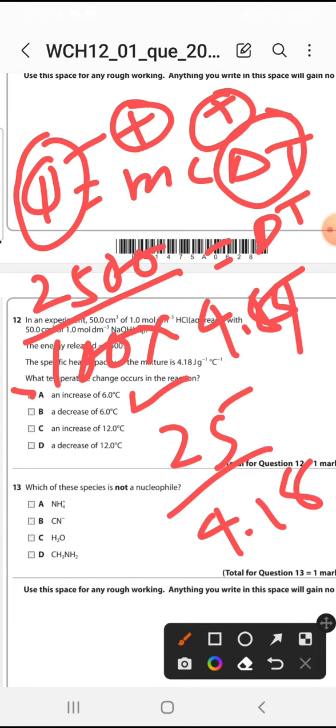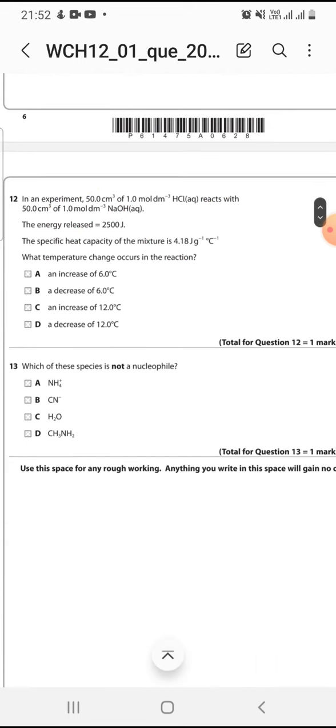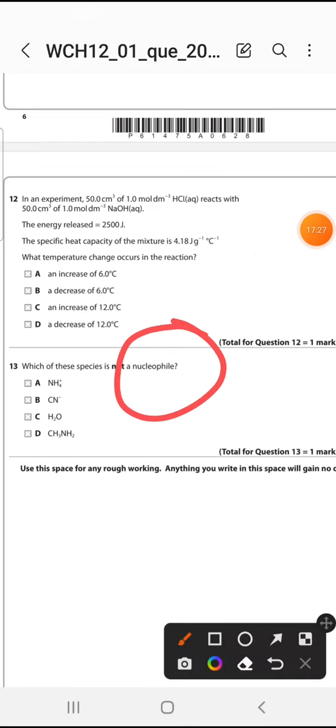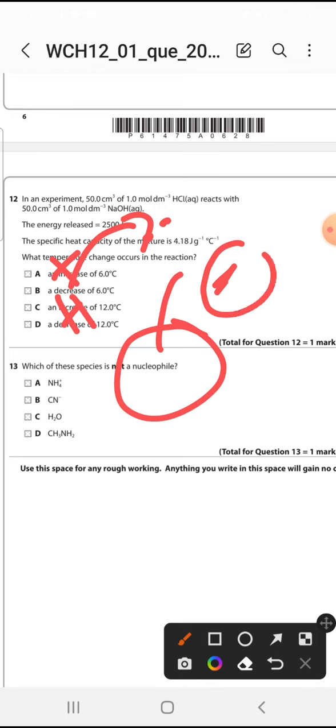So easy, right? We'll go to the next one, question number 13. Which of these species is not a nucleophile? The definition of a nucleophile is a species with a lone pair which can accept H plus ions. So a nucleophile can be negatively charged as well as neutral, but it carries a lone pair. D1 is an amine, it has a lone pair, so it has to be a nucleophile. CH2O is definitely a nucleophile, and CN minus is a nucleophile, but ammonium plus has no space to accept H plus ions.